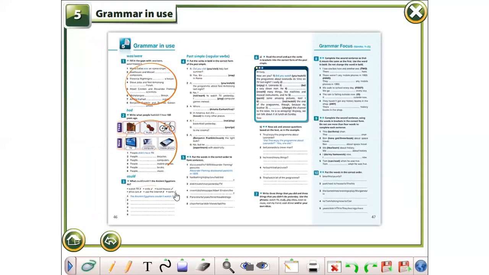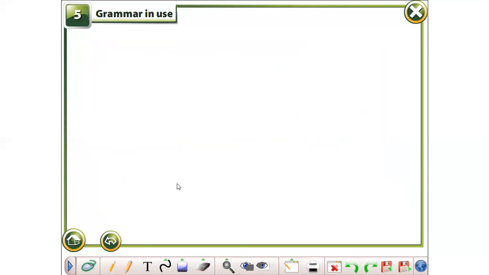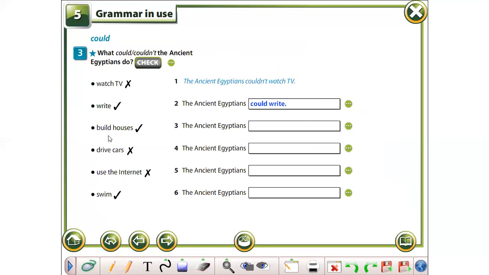Let me go to the book because I don't have the answers in here. Okay, so the ancient Egyptians could write. Number 3, sorry, it says build houses. The ancient Egyptians could build houses. Very good. Number 4, the ancient Egyptians couldn't drive cars. Very good. And then we have use the internet. The ancient Egyptians couldn't use the internet. And the last one, the ancient Egyptians could swim. Okay.